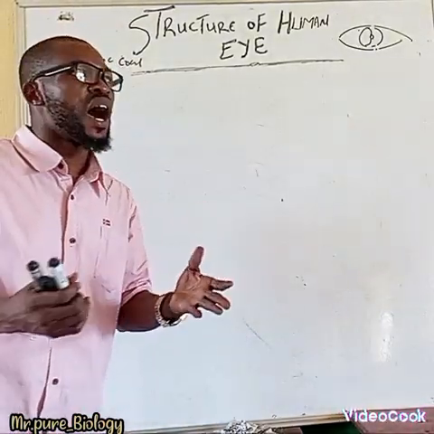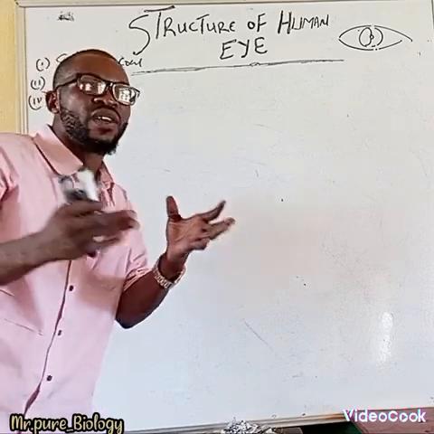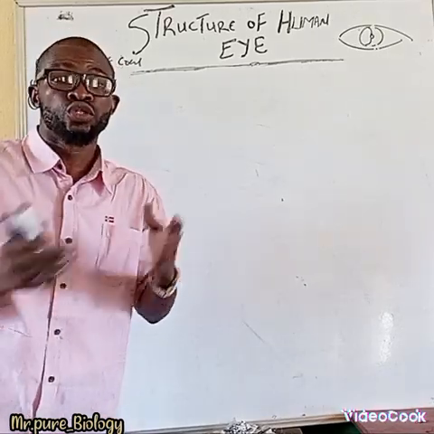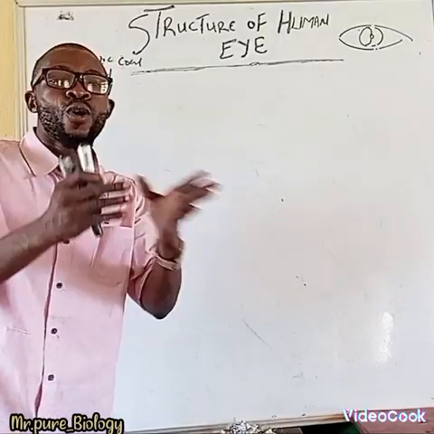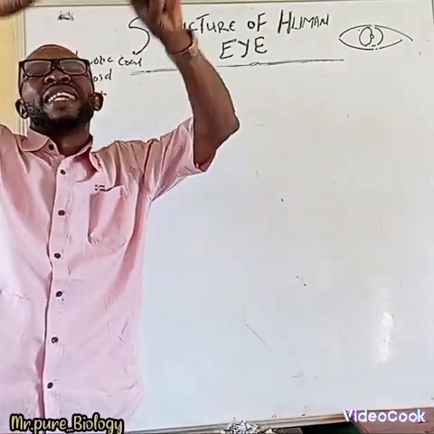Sclerotic coat is a structure that is made up of fibrous tissue. And we do refer to it as the white part of the eyeball. It's one that surrounds the entire eyeball.